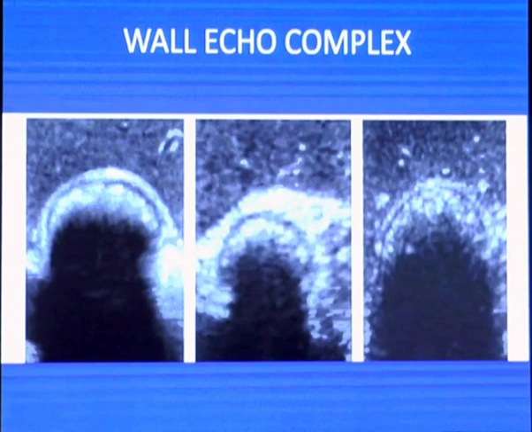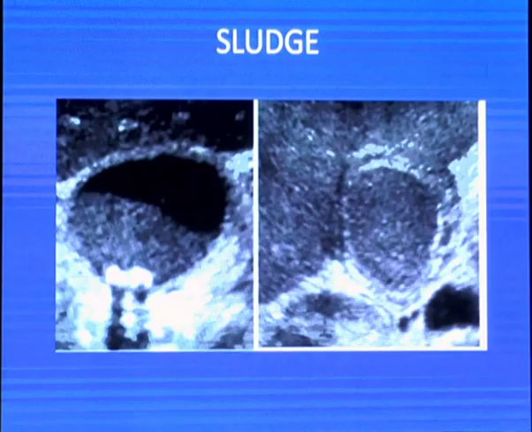The wall echo complex is a reliable sign of a gallbladder that is filled with calculi. This echogenic line is due to the gallbladder wall itself. The other line, which is dark, is due to some bile in the gallbladder, and finally this line is due to the gallstone within the gallbladder. So we see the wall echo complex.